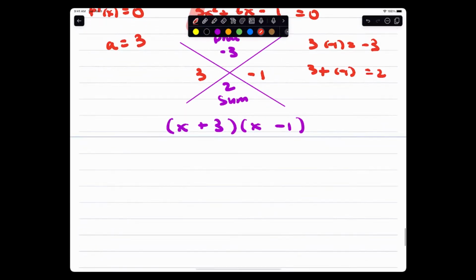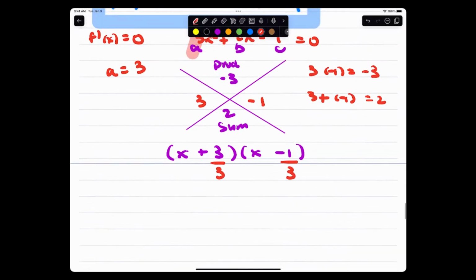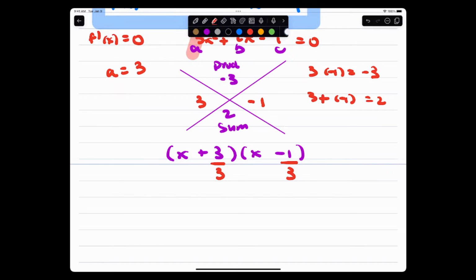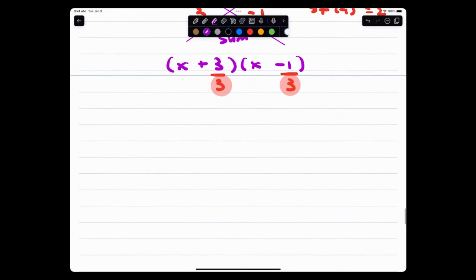We're going to have to divide both of these by 3, because A is not 1. A is 3. And if you get a nice whole number, then you're fine. Like 3 divided by 3 will be what? 1. So by the crisscross method, you get now what?